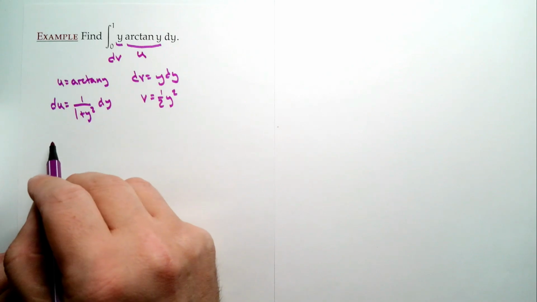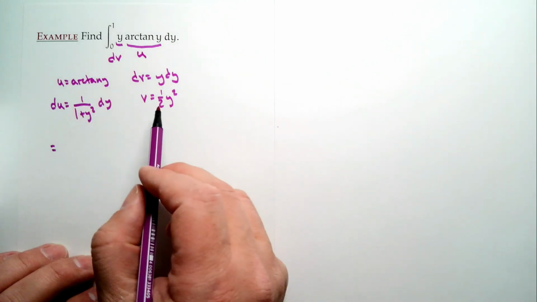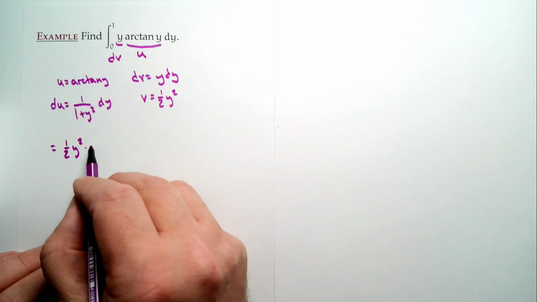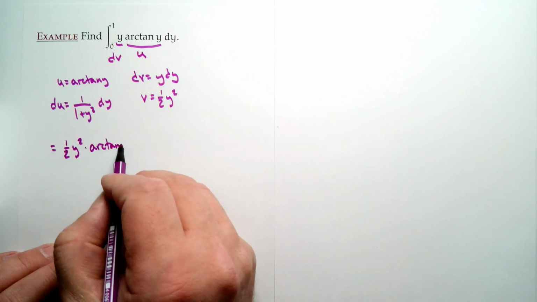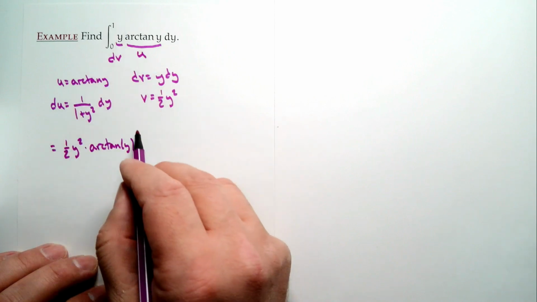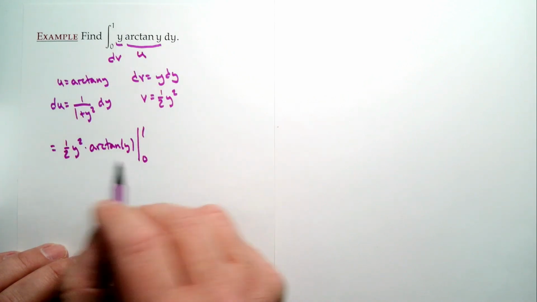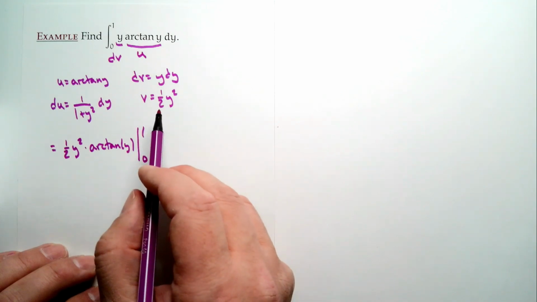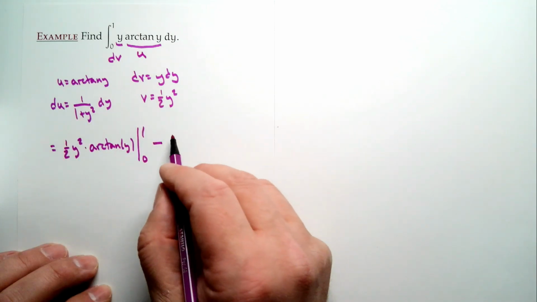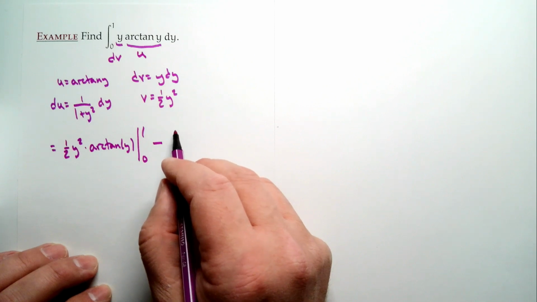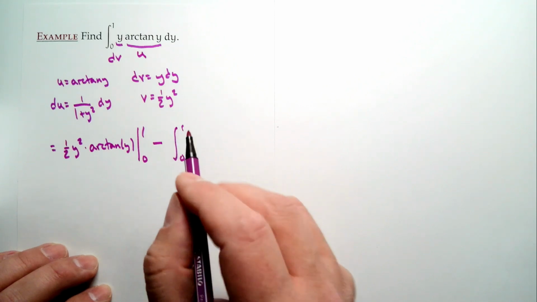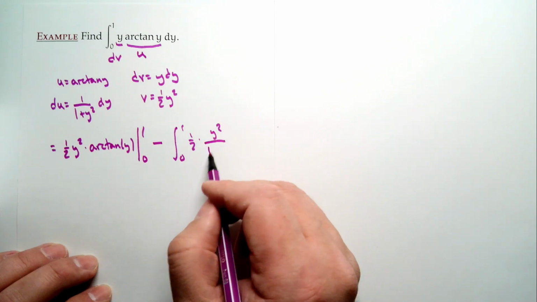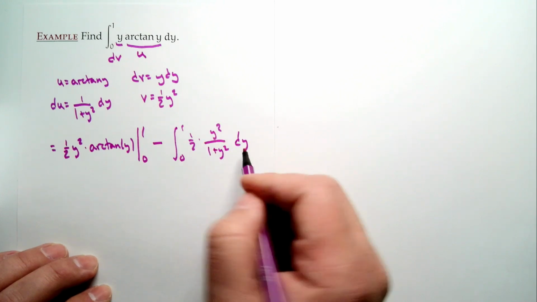So, according to this, we're going to have u times v. So I'll put 1/2 y squared times arctangent of y. And this is a definite integral, so I'm going to evaluate from 0 to 1. Come back and do that in a moment. Then minus the integral of v du. So minus the integral from 0 to 1 of 1/2, I'll write as y squared over 1 plus y squared dy.